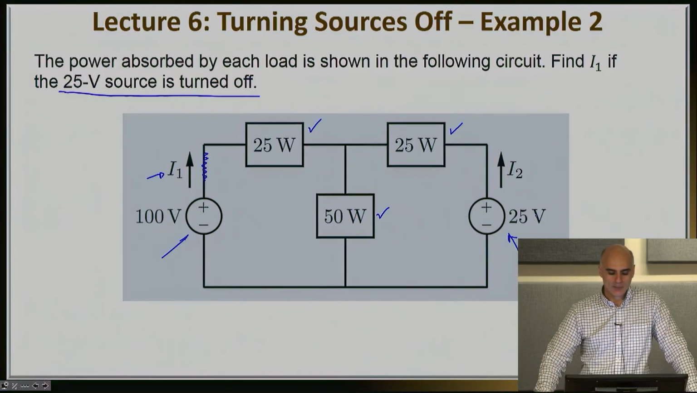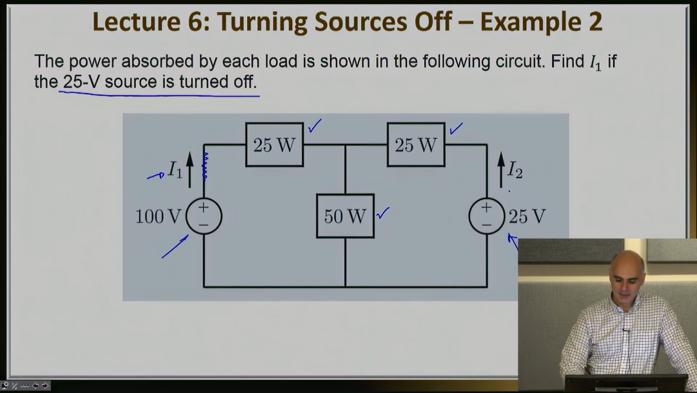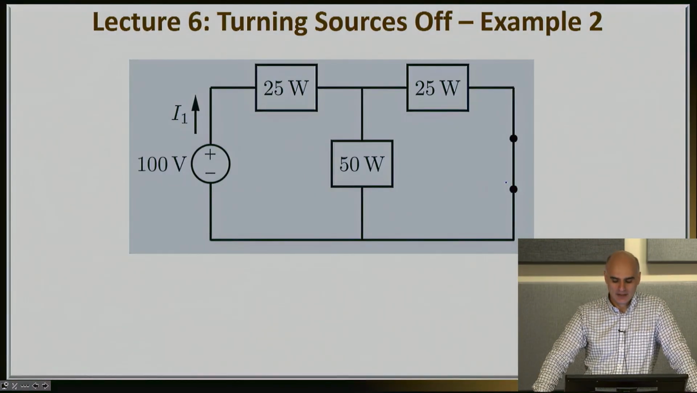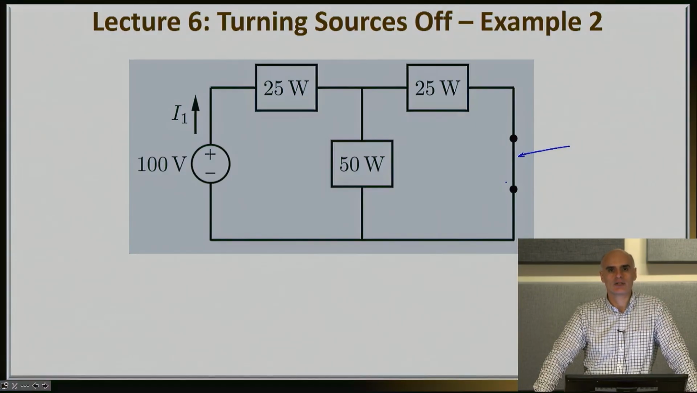So as we have learned, turning the 25 voltage source off basically means replacing it with a short. So if I replace this voltage source with a short, I will get the circuit that you see right here. Here is where the voltage source used to exist. Now I have a short circuit, and now I can basically solve my circuit.